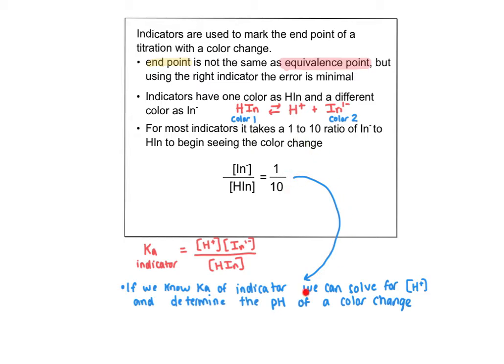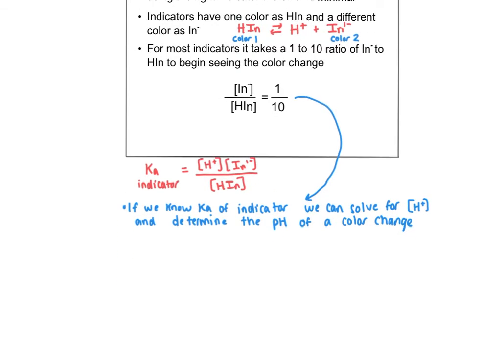So here's where this comes into play. If I know the Ka of an indicator, so let's say I'm given that number in the problem, I'm going to start to see In minus at 1/10 the concentration of the HIn. And so what I can do is solve this because I'm given the Ka. I can solve for H plus, and when I have H plus, we can take the negative log to find pH. And what that will tell me is the pH that the color change will occur.